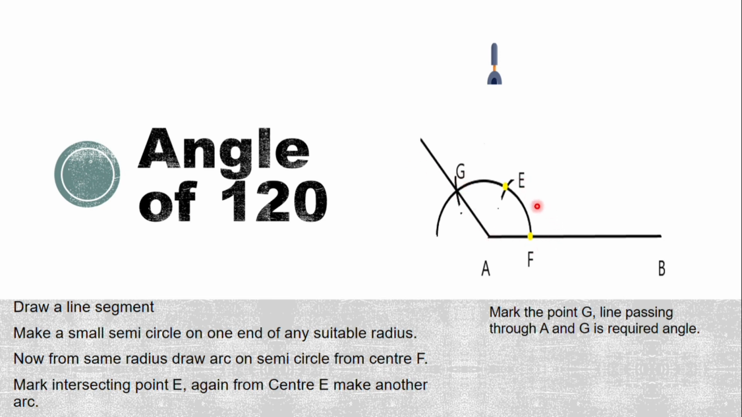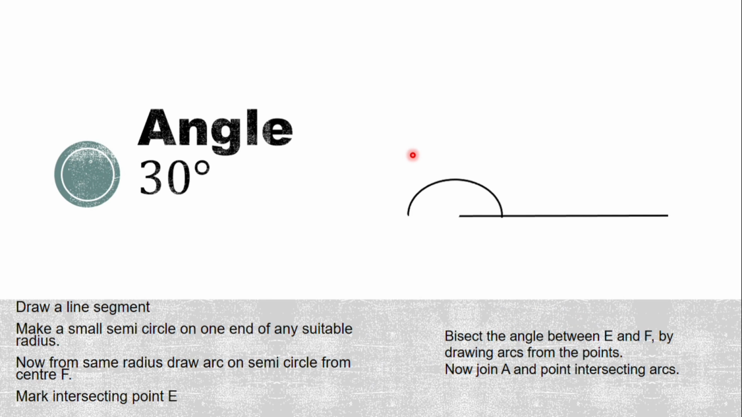Now this is 60 degree, this is also 60 degree, and we add the two angles. 60 plus 60 equals to 120. So angle between F and G is now equals to 120. To draw an angle of 30 degree, we know that 30 is half of 60.